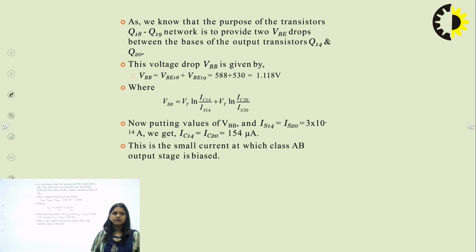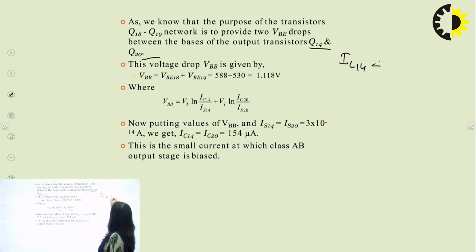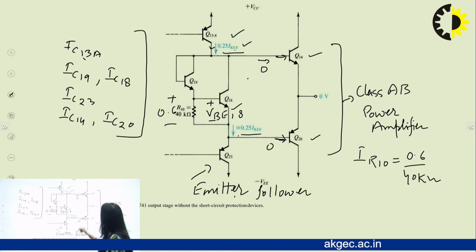Now come to the final part, that is including Q14 and Q20 transistor, meaning the output part of the output stage. To calculate the current in Q14, that is IC14 and IC20, just calculate the base to base voltage. VB18 we have already calculated, VB19 we have already calculated, and you can see the value of VBB from there. This is the base of Q14 and this is the base of Q20.